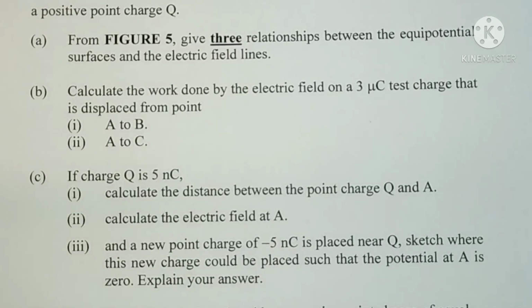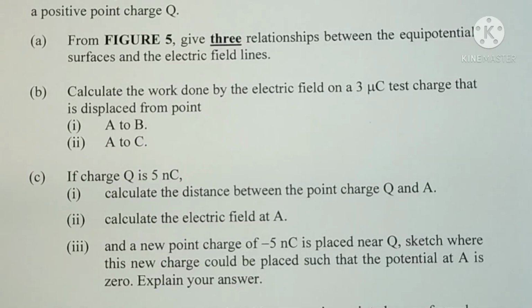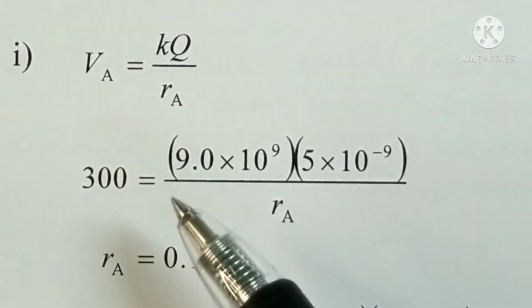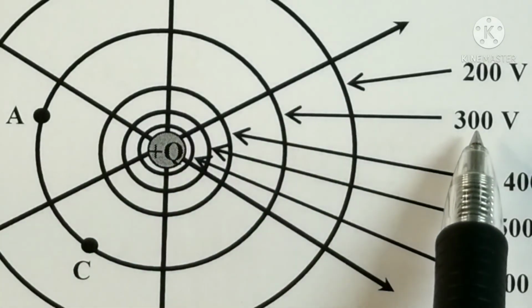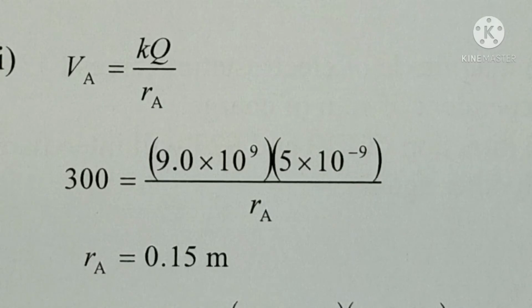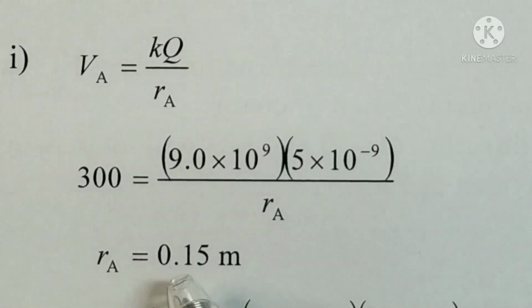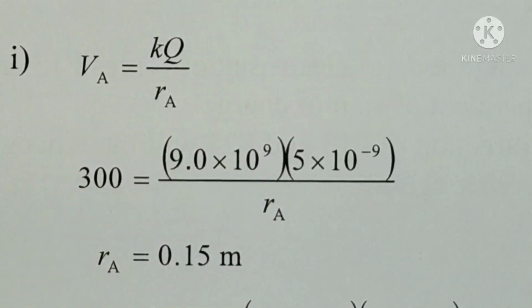For section C, if the charge Q is 5 nanocoulomb, Roman 1, calculate the distance between the point charge Q and A. By using the formula VA equals KQ over RA, where the electric potential for point A is 300 volt, we substitute 300 volt for VA and all the other values accordingly in the formula to get the distance between the point Q and A, which is about 0.15 meter. Simple like a bubble, without giving you any trouble.